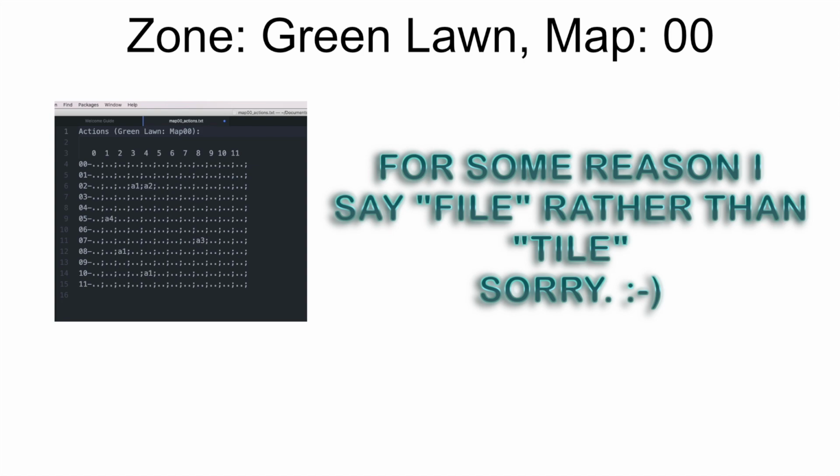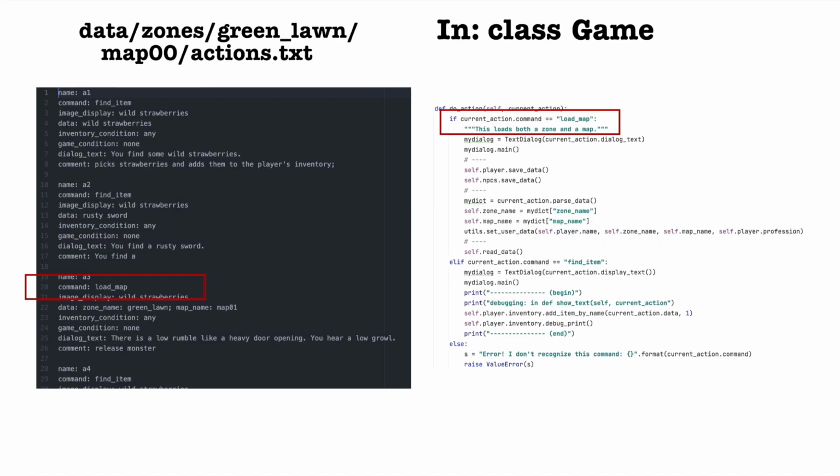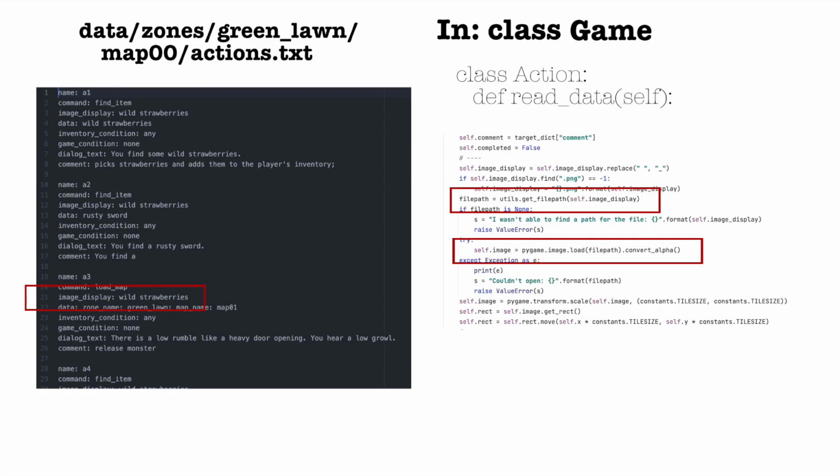This file is paired to a data file, actions.txt. Each element in the map is linked to the items in the data file by the name of the file, for example, W0, L1, and so on. As you can see, each record of the actions text file has 8 fields: name, command, image display, data, inventory condition, game condition, dialog text, and comment. The command, in this case load map, is paired with an else-if statement in the doActions function that we will look at in a moment. The image display field contains the file name of the image we would like to display.